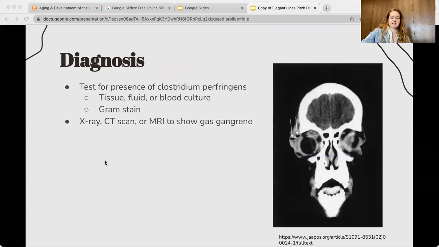As far as diagnosis, it's going to be based on history, like have you had a traumatic wound recently? And then also the symptoms, and then tests. You can test for the presence of the bacteria through tissue or fluid cultures and gram stains. And to actually detect the presence of the gas underneath the skin, you can do x-rays, CAT scans, or MRIs. This picture is the same 7-year-old girl, and the little arrows are pointing to the gas bubbles that are present under the skin.